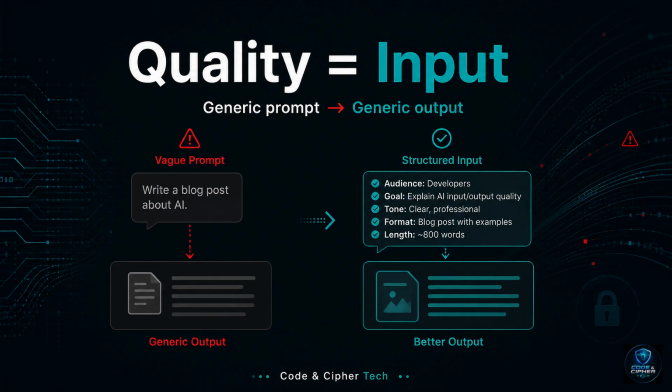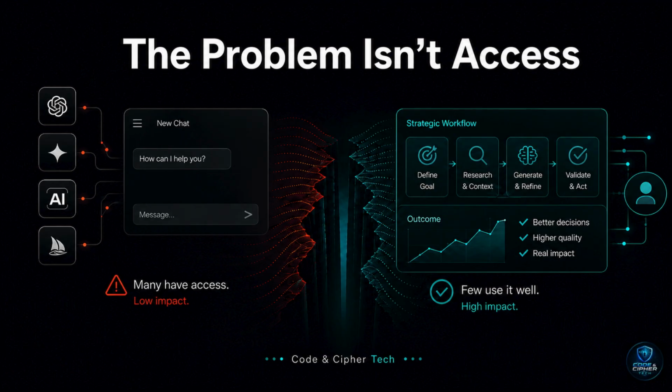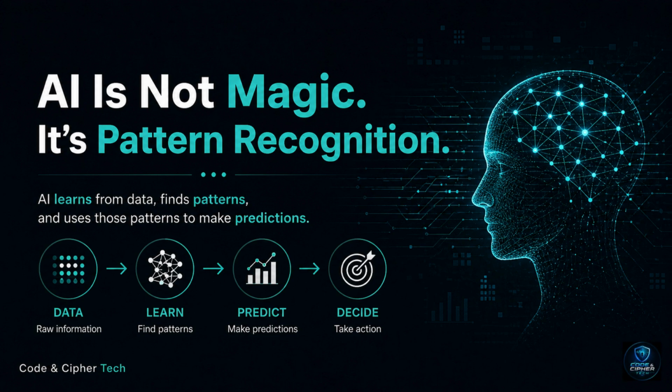Most security professionals who are actively using AI are still getting generic results, surface level outputs, answers that don't know your environment, your stack, or the threats you're defending against. The problem isn't access. ChatGPT, Claude, Gemini, you already have these tools. The problem is the gap between what these tools are capable of and how most professionals use them.